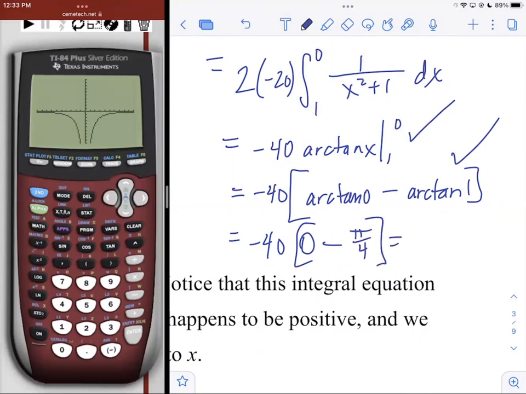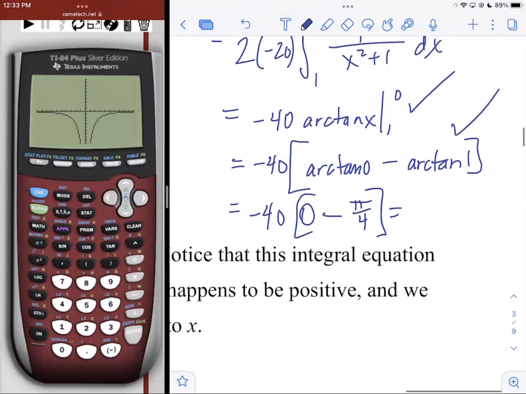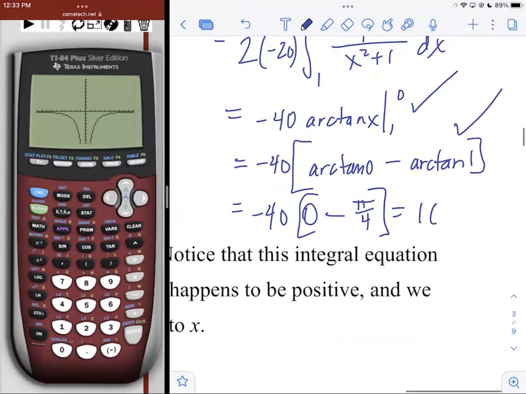All right. And now, again, finishing it out, it should be a positive number. Is it? A negative times a negative is a positive. 40 divided by 4 is 10. We get 10 pi.